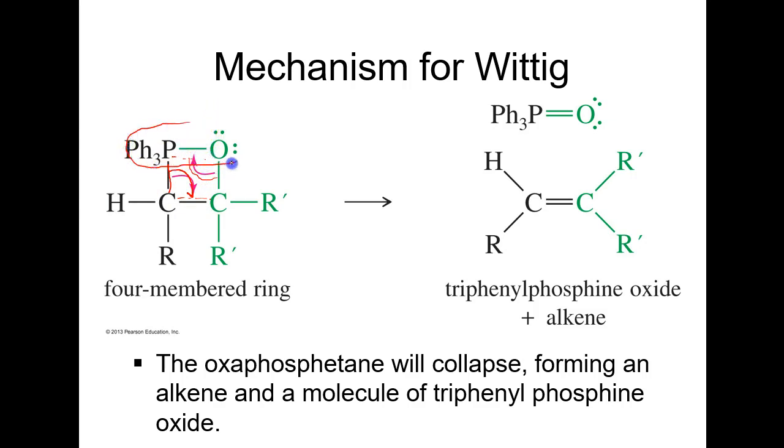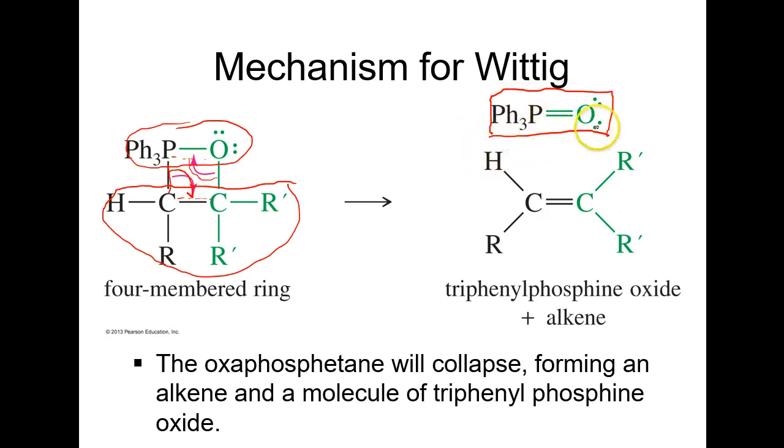So this is going to be one molecule, and this is going to be the other molecule, where you basically transferred a double bond. So here's your double bond. This is a very stable compound, this triphenylphosphine oxide. Incredibly stable. So the driving force is to make this incredibly stable product. It's so stable you can't do anything with it. You can't even break it apart.